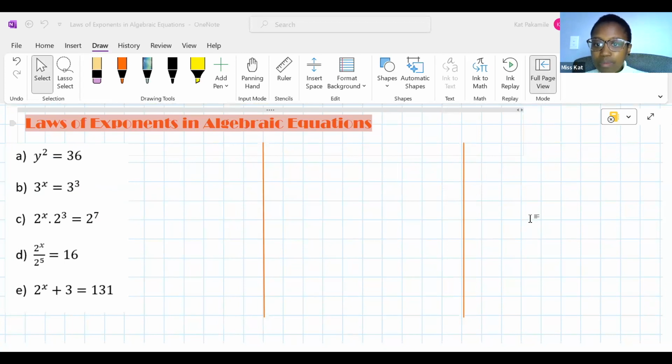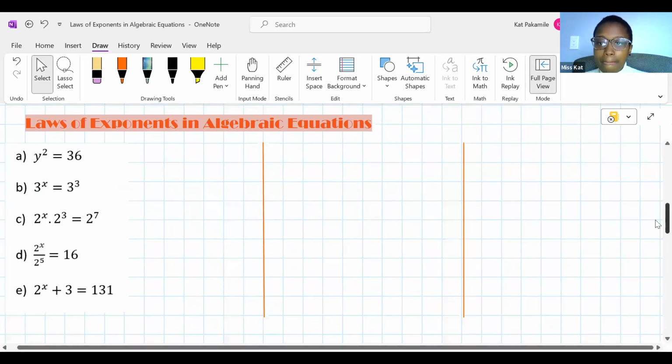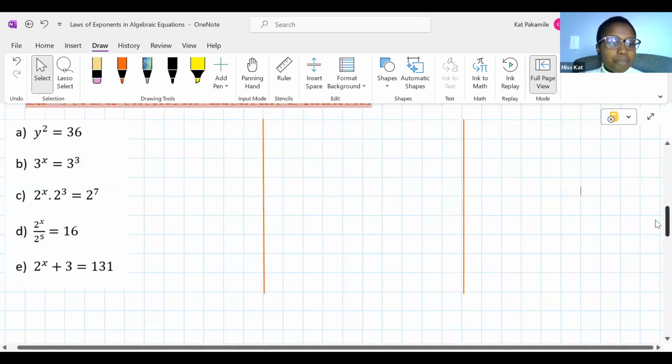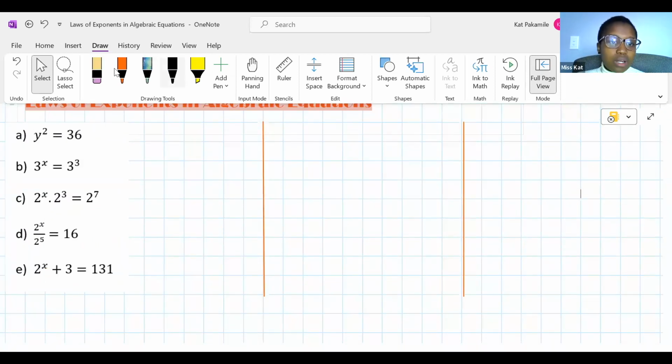Okay, so now let me reiterate. The answer is 2 because you said 2 to the power of 3 minus 2. What's 3 minus 2? It's a 1. Okay, that's why the answer is 2.